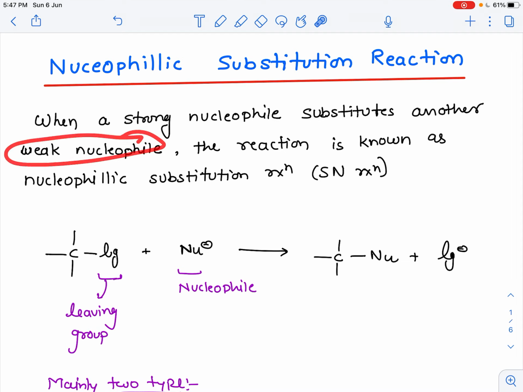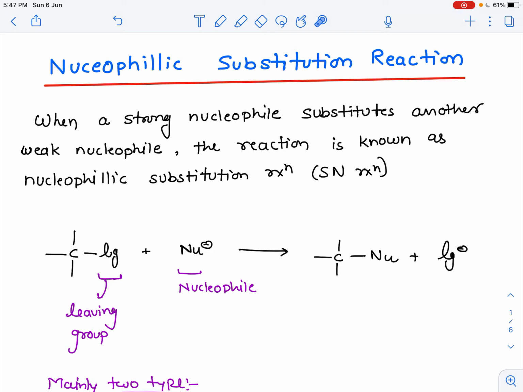That weak nucleophile we call the leaving group because it will be leaving the substrate. Clear? Due to the action of the nucleophile, this leaving group will be leaving and the nucleophile will be attached here. So the nucleophile is substituting, that's why it is called nucleophilic substitution reaction.